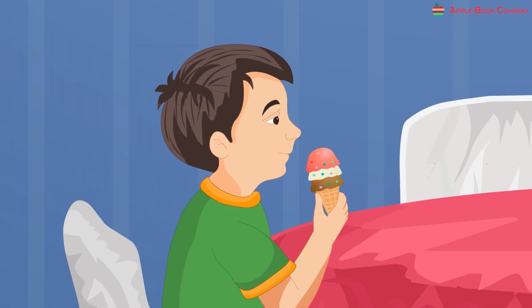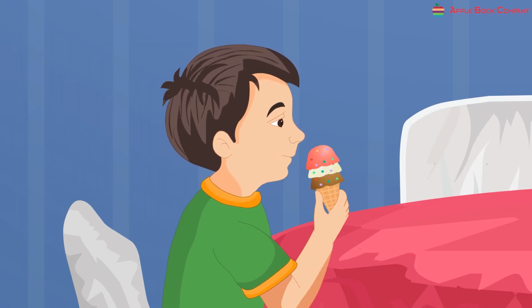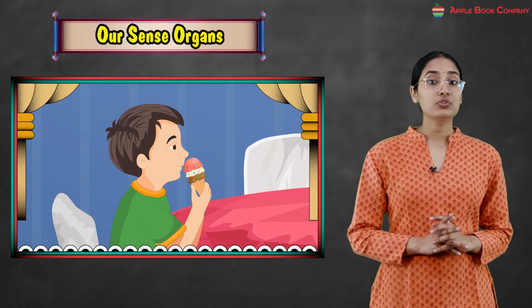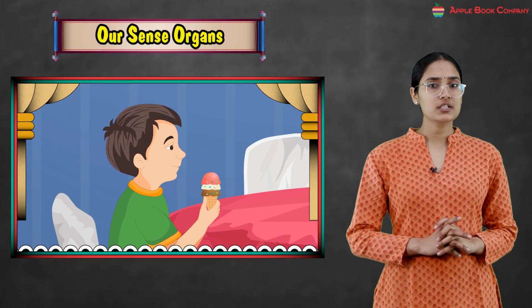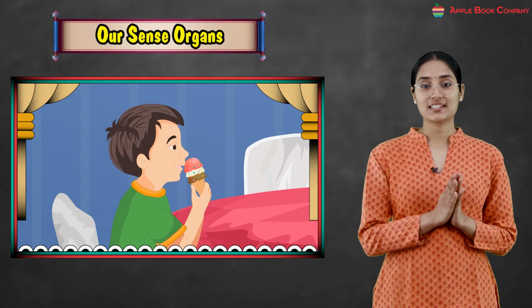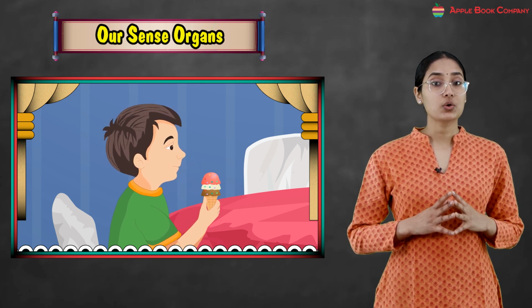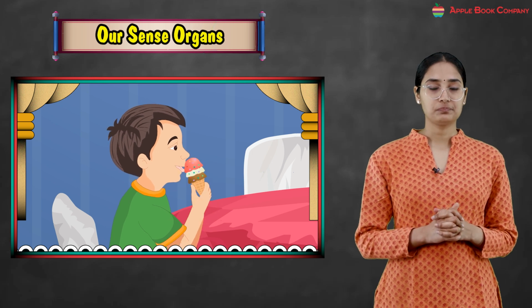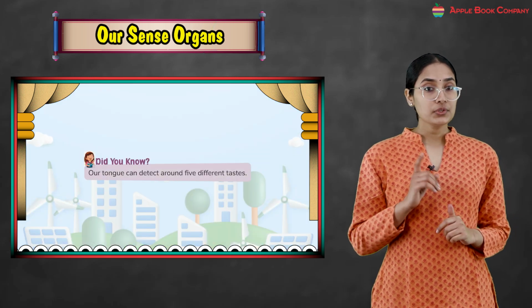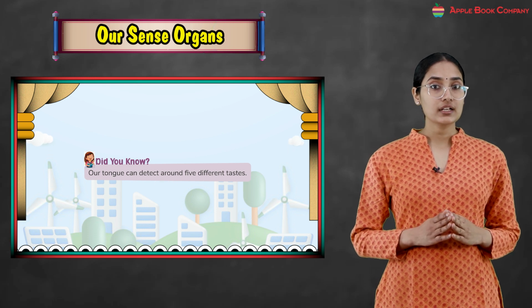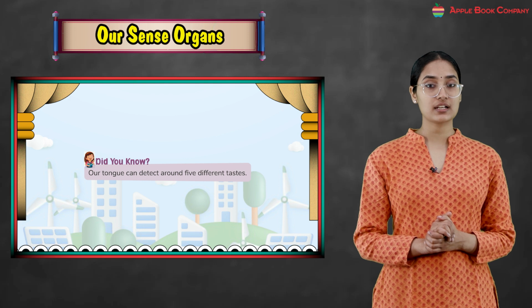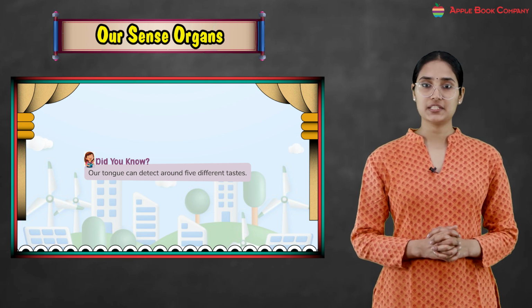Now, we have 1 tongue. So our tongue helps us to taste. When we taste, we can tell about the food, right? Is it bitter? Is it sour? Is it sweet? Right? So yes, that's why these are called the sense organs. We get the sense of the environment. Now, do you know our tongue can detect around 5 different tastes, right? We can detect 5 different kinds of tastes.